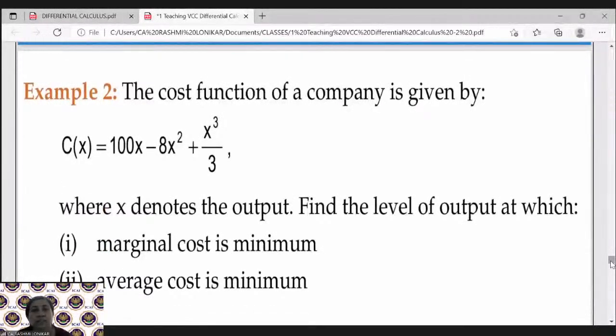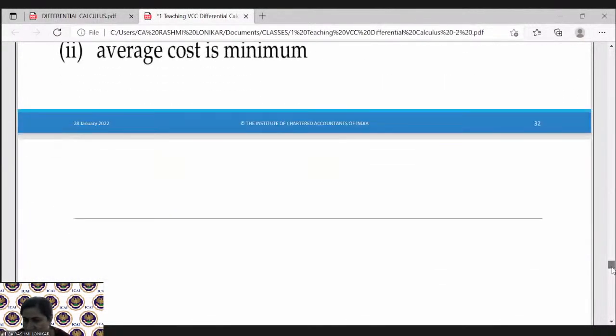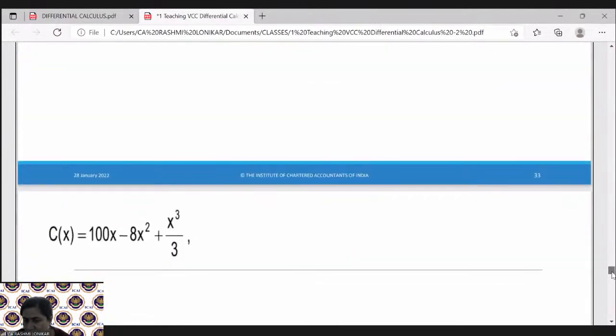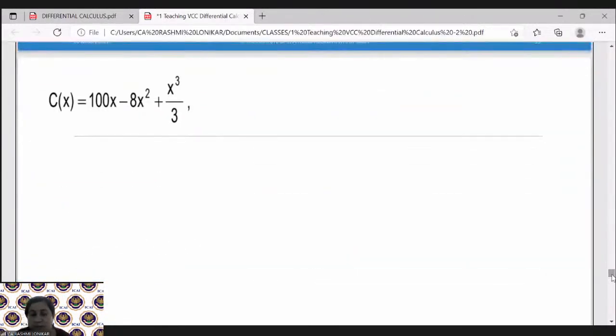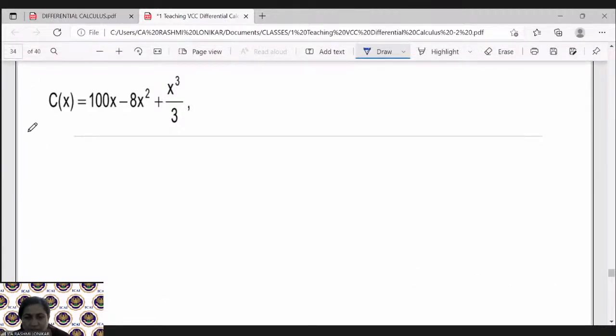This is an example from the book. The cost function of a company is given by C(x) is equal to 100x minus 8x square plus x cube upon 3. Find the level of output at which marginal cost is minimum and average cost is minimum. This is my cost function. So marginal cost is saying what? Finding the derivative. Marginal cost says dC by dx.